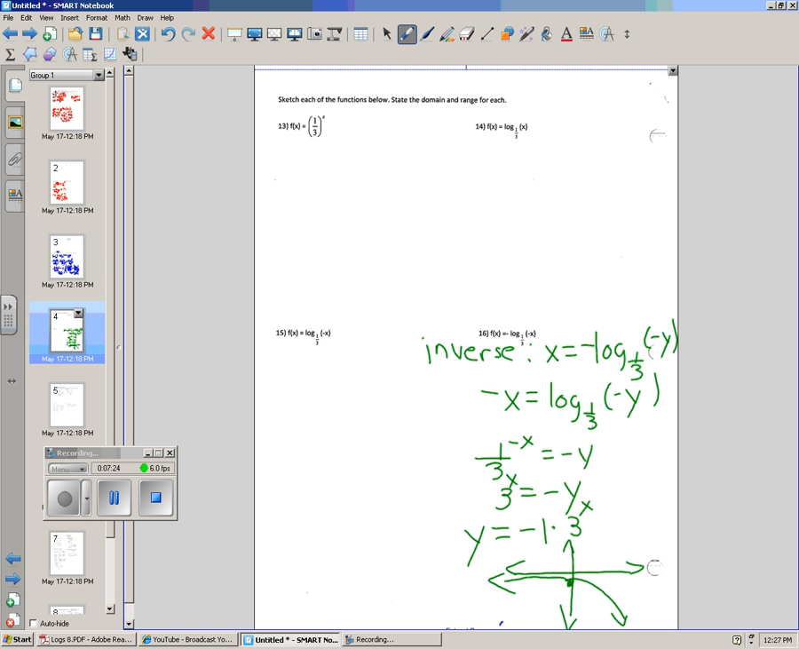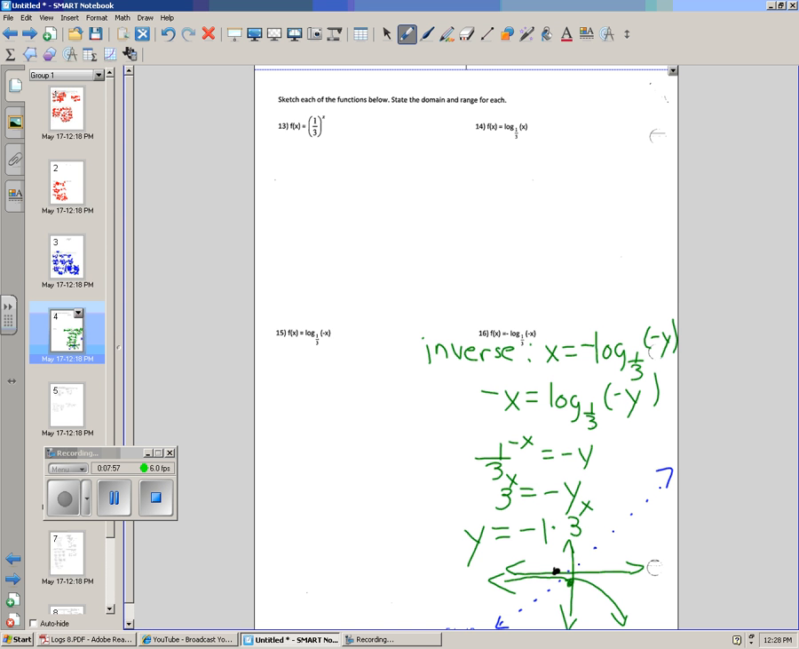To get the graph of the original log, we want to flip all these points over the line y equals x. If it's confusing for you to do that, you can also think of specific points. You can say, okay, I know that 0, negative 1 is a point on my original. To get the inverse function, you just switch the x and y. So instead of 0, negative 1, we have negative 1, 0.